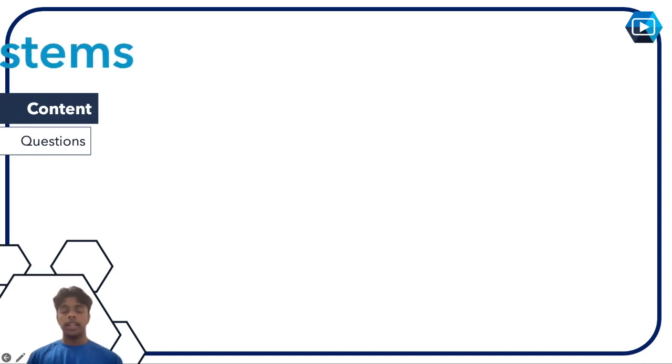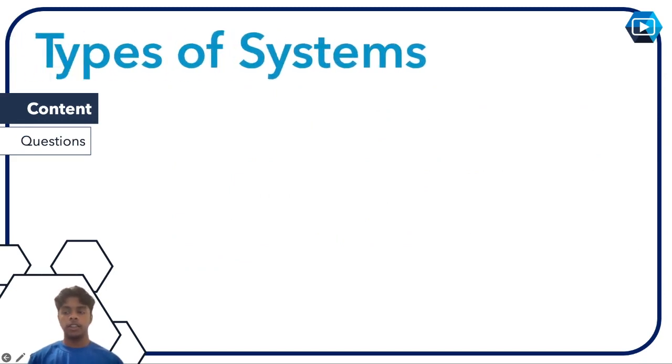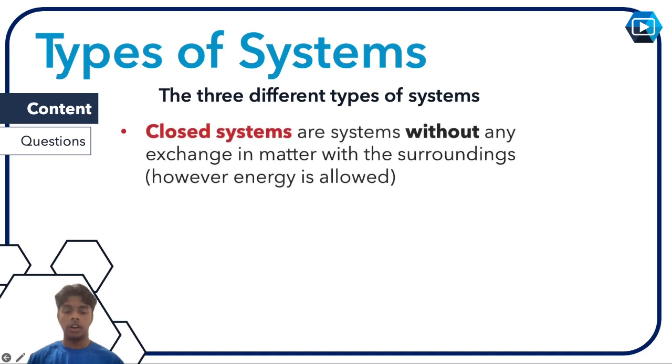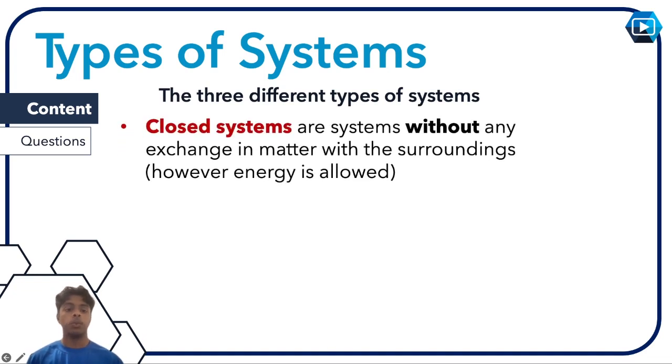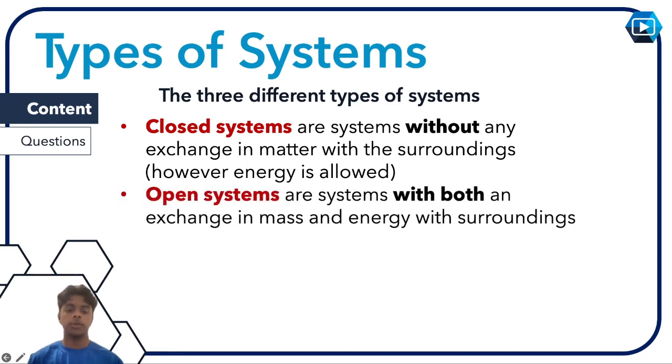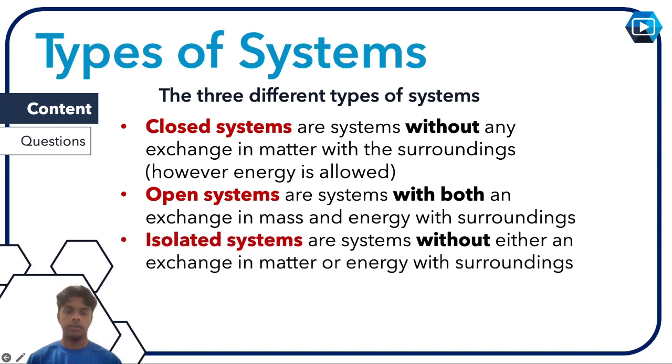All right, so the next thing that we're going to look at before we enter the content about equilibrium systems is the types of chemical systems. There are three types of systems. There are closed systems, which are systems without any exchange in matter with the surroundings, though energy is allowed. There are open systems, which are systems with exchanges in both mass and energy. That means we can take away and add stuff, and we can do the same with energy as well. So open systems allow both mass and energy. And we also have isolated systems, which are systems without any exchange in matter or energy.